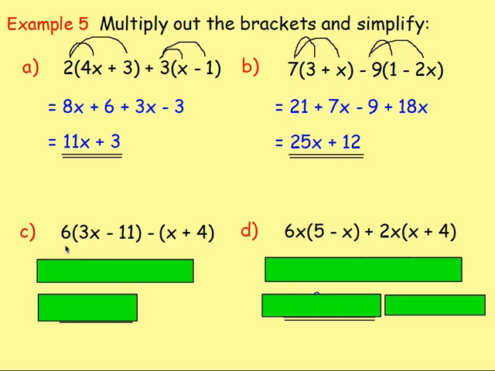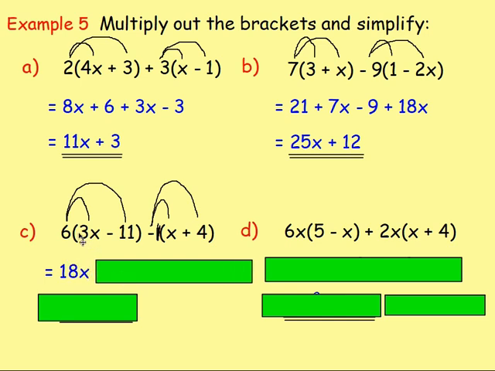Next one for C, 6 times by 3x take away 11, take away x plus 4 in brackets. So once again, we would be doing the 6 times by the 3x, then the 6 times by the negative 11, and we've got brackets here. Again, if there's nothing in front of the brackets, just imagine a 1. So you could treat that as negative 1 times x, and then negative 1 times by 4. So 6 times 3x is 18x. 6 times negative 11 is negative 66. Negative 1 times x is negative x. And negative 1 times 4, negative 4.